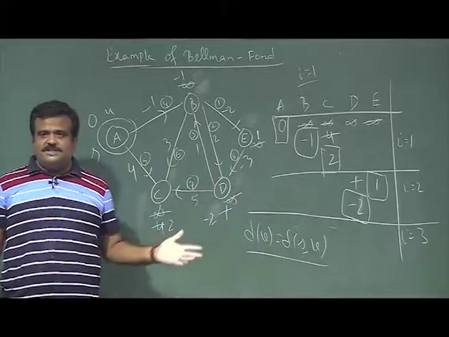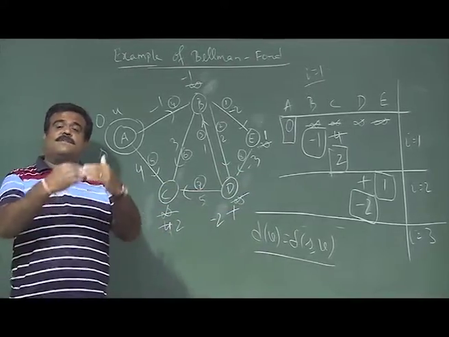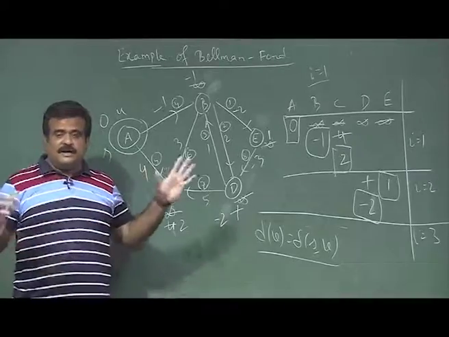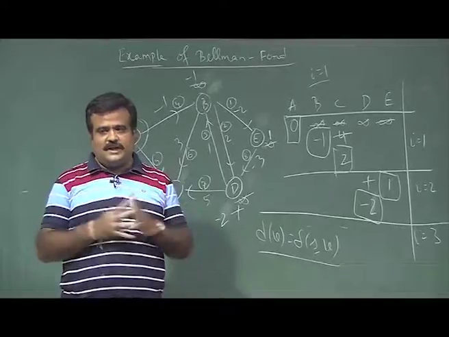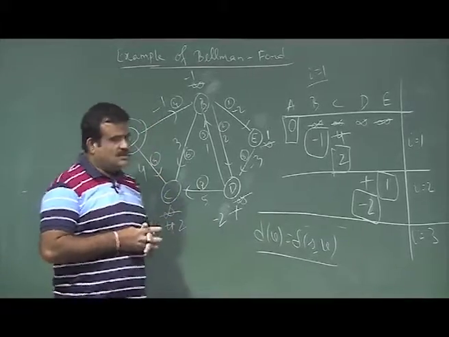So if it is converging, that is why we have a final check. Also, in the correctness proof we will discuss why this outer loop runs V minus 1 times. Okay, we will discuss this in the next class.